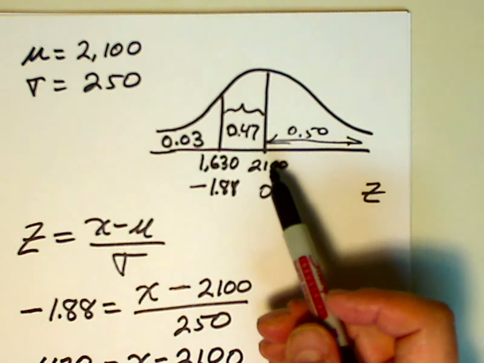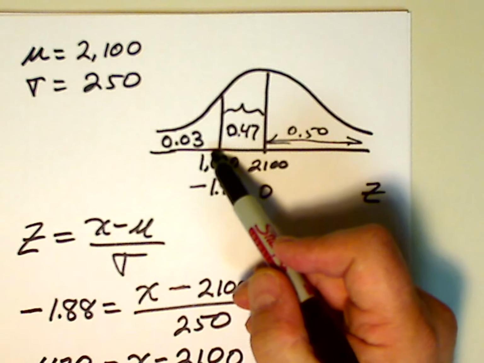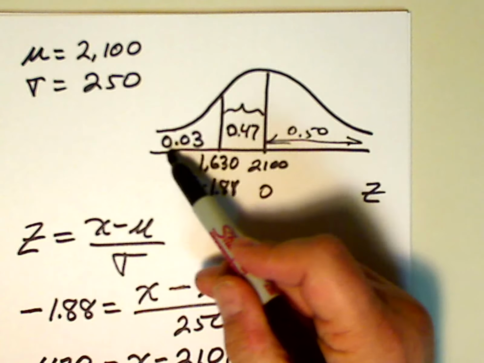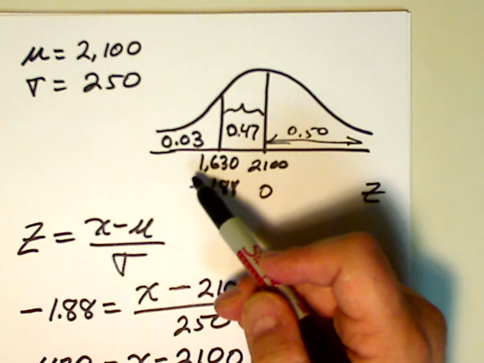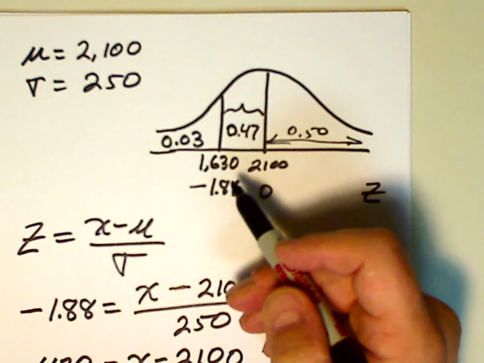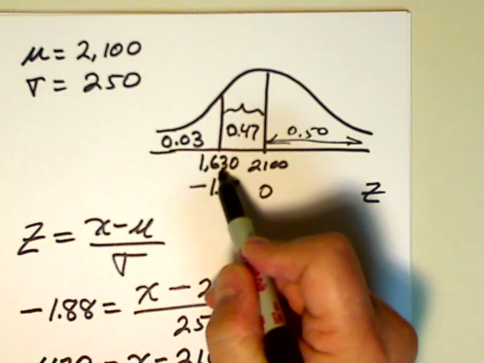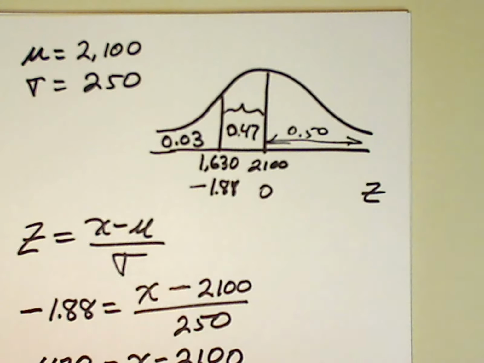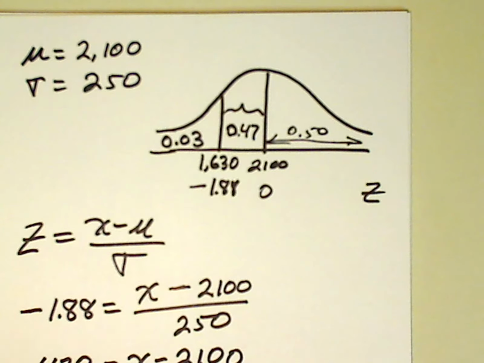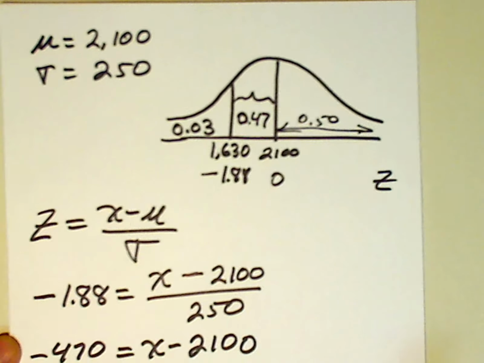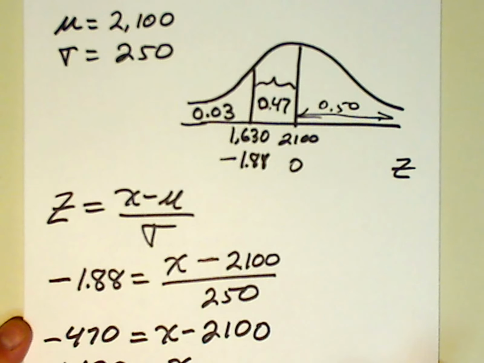So we know now that the 3% of the planes with the lowest operating costs, those costs are $1,630 per hour or less. So the mean is 2,100, but these planes, I guess, are relatively easy to service, and that 3% is going to be 1,630 or less. So let's go back through and see how we solve this problem again.